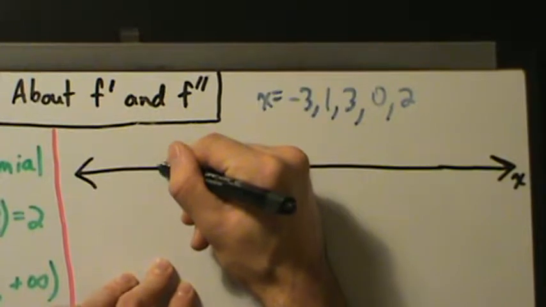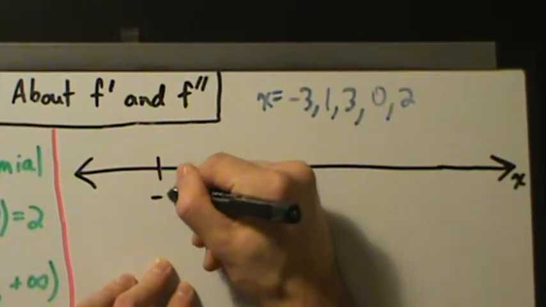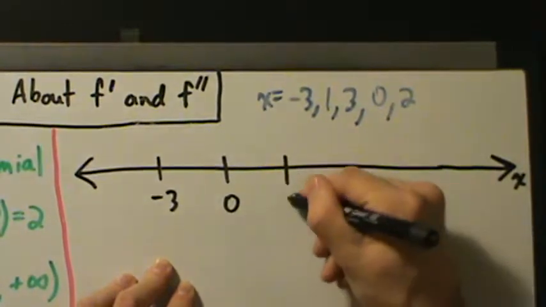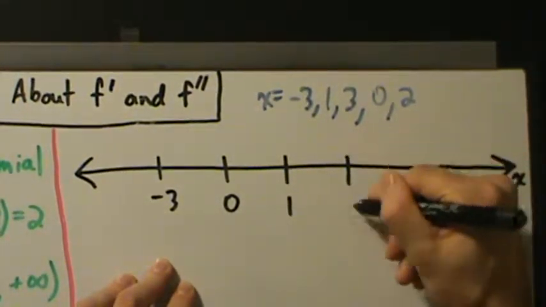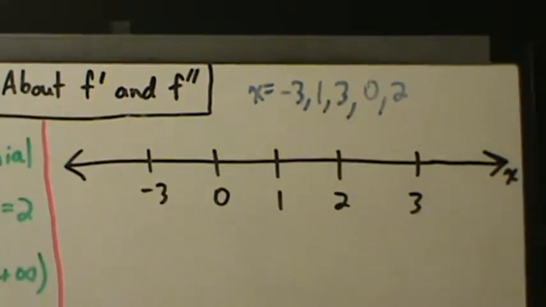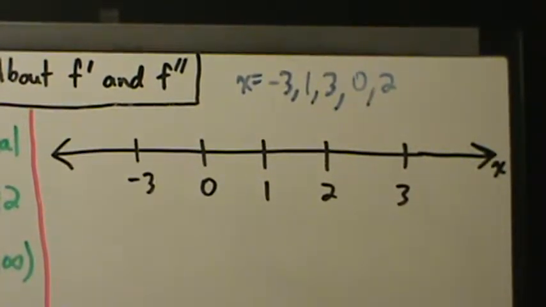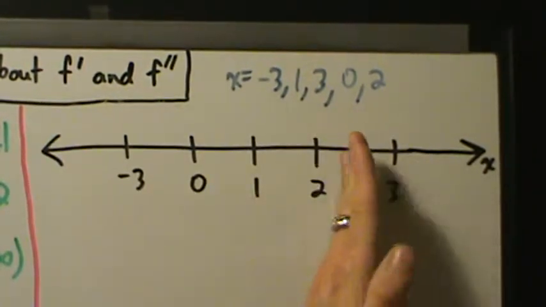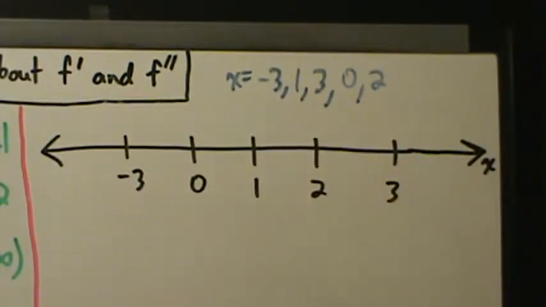So let's see, -3, 0, 1, 2, 3. Okay, that is horribly, horribly not to scale, but it really doesn't matter. So now what we have here is 1, 2, 3, 4, 5, 6 separate intervals that we want to label.